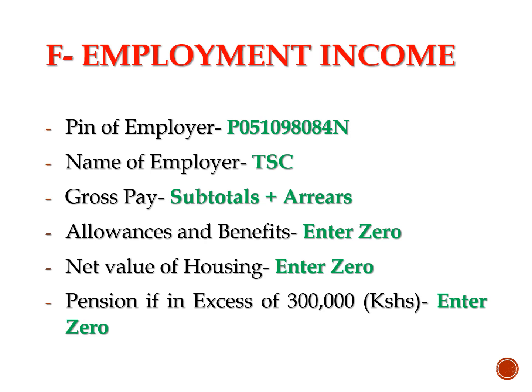Then for the allowances and benefits you put 0, that's the number 0. Then the net value of housing, 0. The pension, if in excess of 300,000, again you enter 0. And you'll be through with page F of employment income.